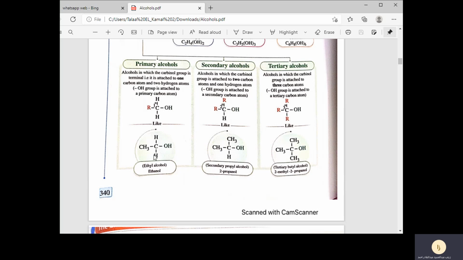يعني ممكن نقول ببساطة كده لو كان في 2 H موجودين في الكربينول وواحدة C يبقى ده primary. لو كان في H واحدة و 2 C مع الكربينول يبقى ده secondary. لو C بتاع الكربينول متصلة ب 3 C يبقى اسمه إيه؟ tertiary alcohol.